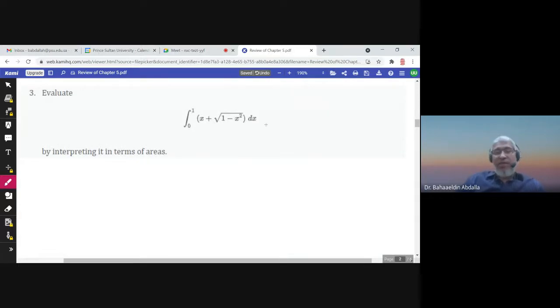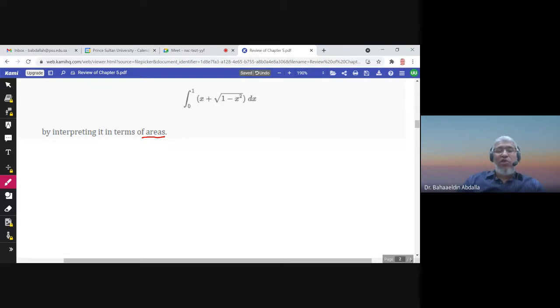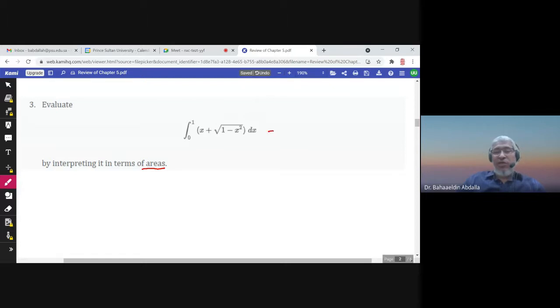Here, evaluate this integral by interpreting it in terms of areas, or actually use geometry, use a graph. Okay, use geometry to find the area, because you know a definite integral is just an area below the curve. To make it easy, I will divide this integral into two integrals, and I will find this integral by area and this integral by area.